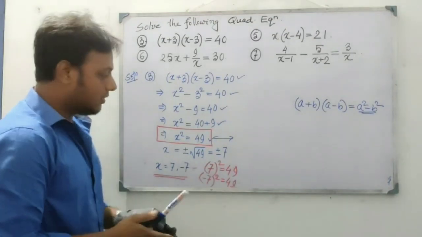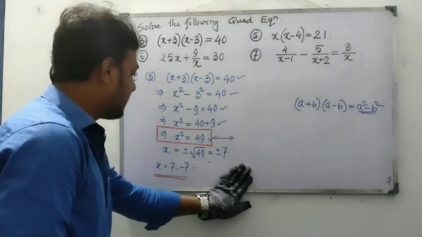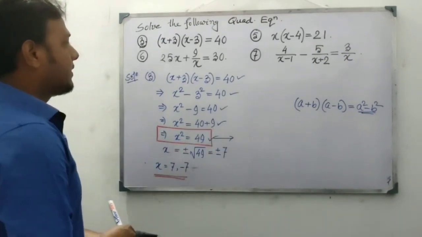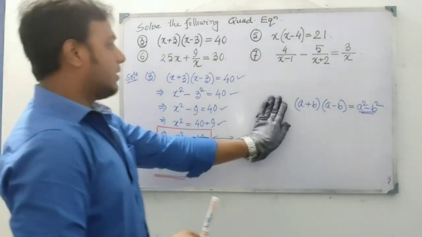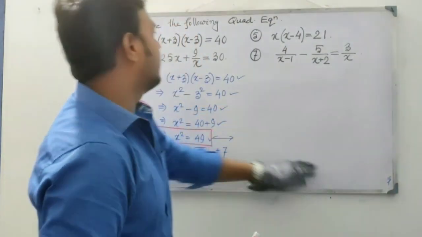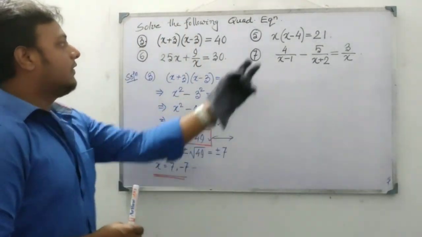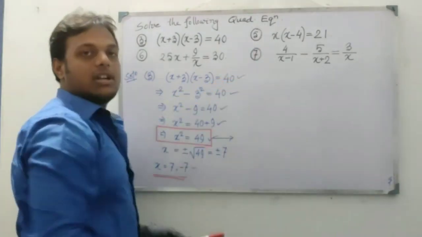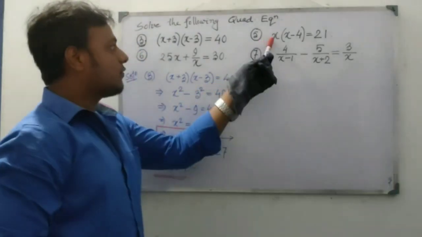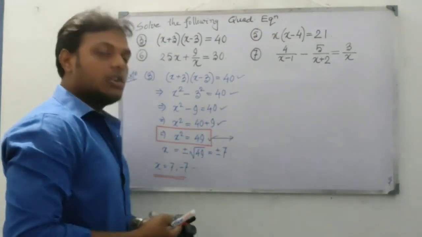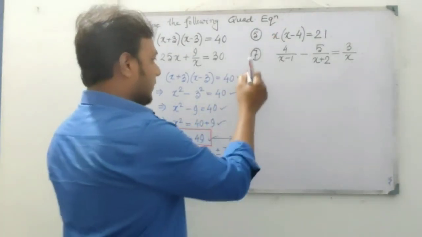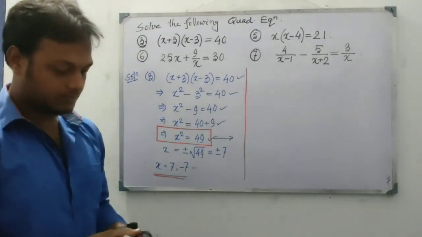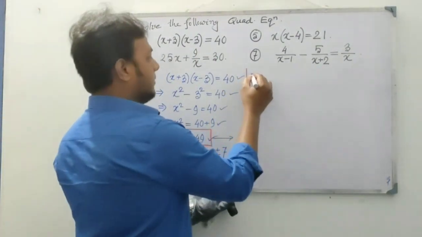Just note down this part. So this is the first problem. Next, see the second one, problem number 5. This you also have to solve, and it is given that x(x - 4) = 21. This is also not in standard form, so first you have to convert this equation into the standard form. I am solving problem number 5 here.